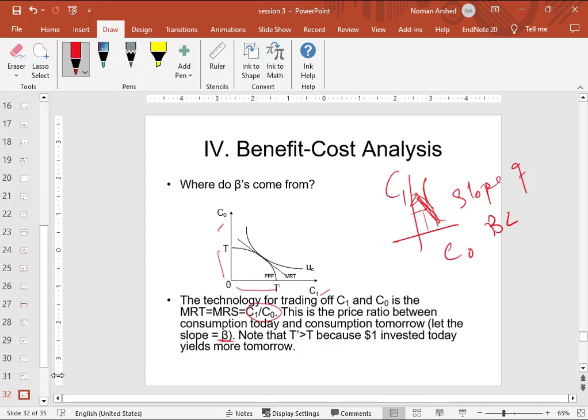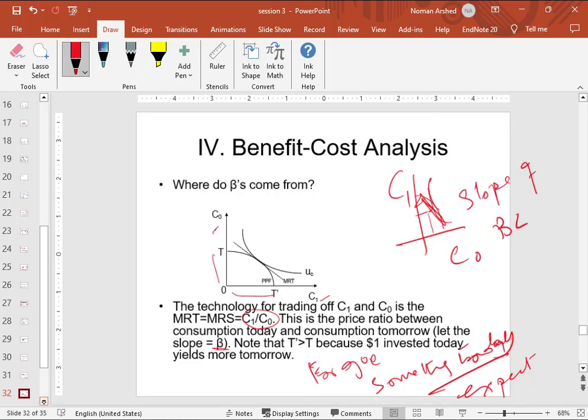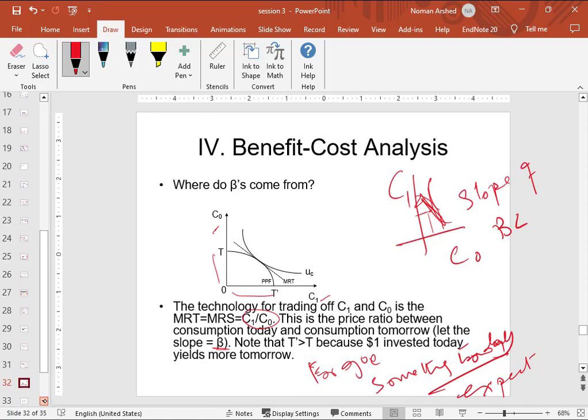What does it mean? Because when you forgo something today, you expect more in the future. तभी आप forgo करेंगे. That's why future value थोड़ी बड़ी ही होगी. ठीक है? I hope you understand this point. Let's move to the next slide.